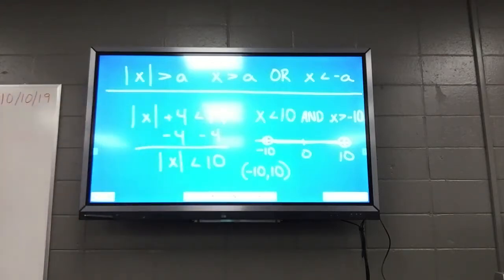So, do you got 2 parentheses? Yes, because you have open circles. And then you have negative 10, comma, positive 10. That's interval notation right there.